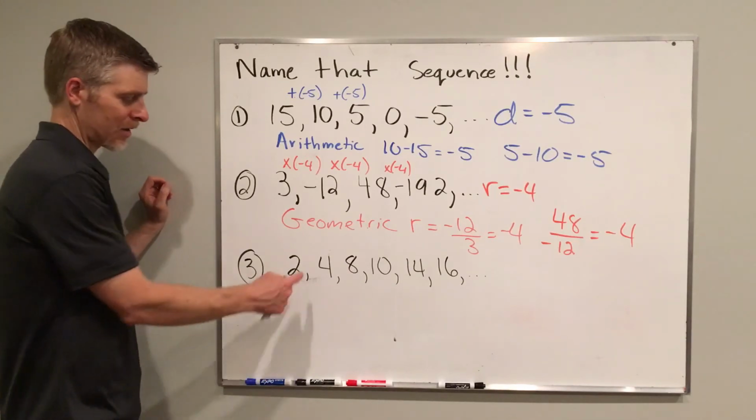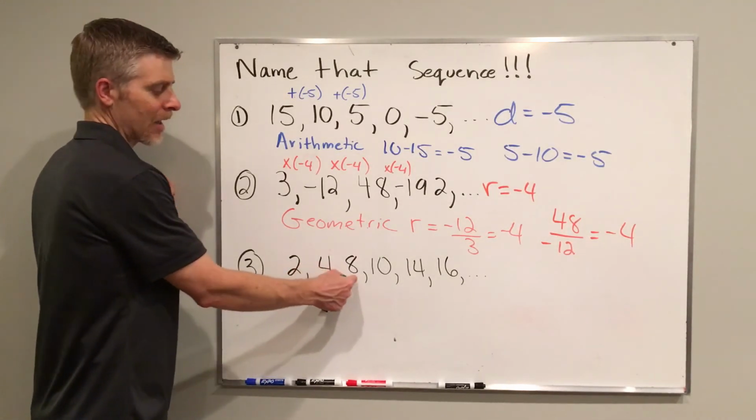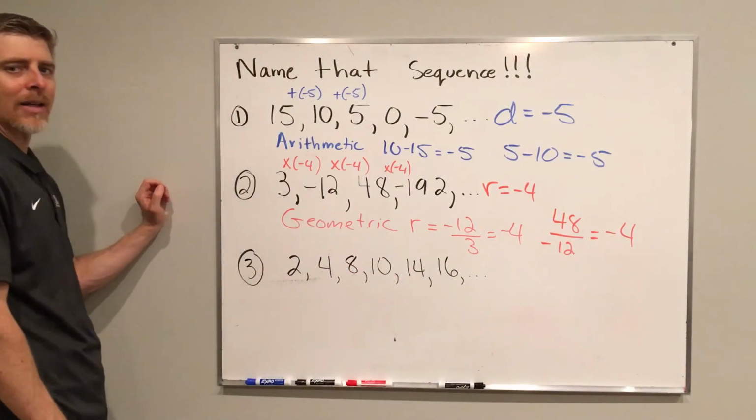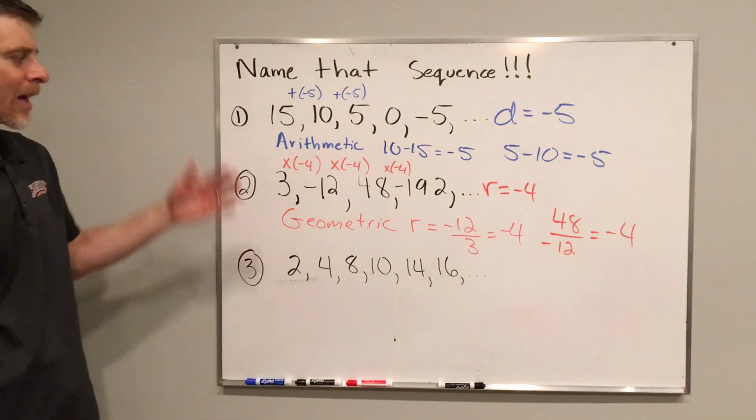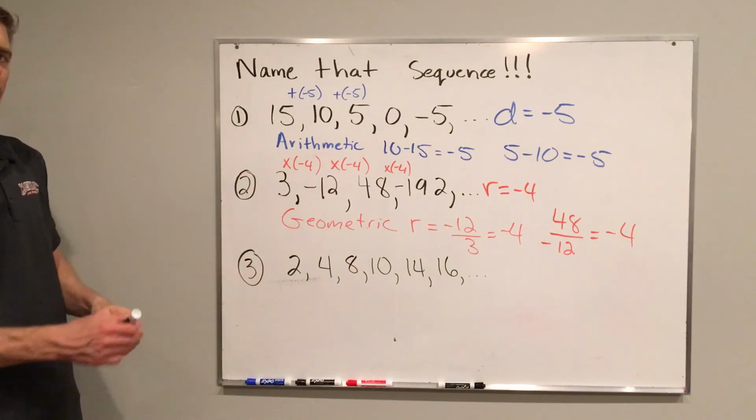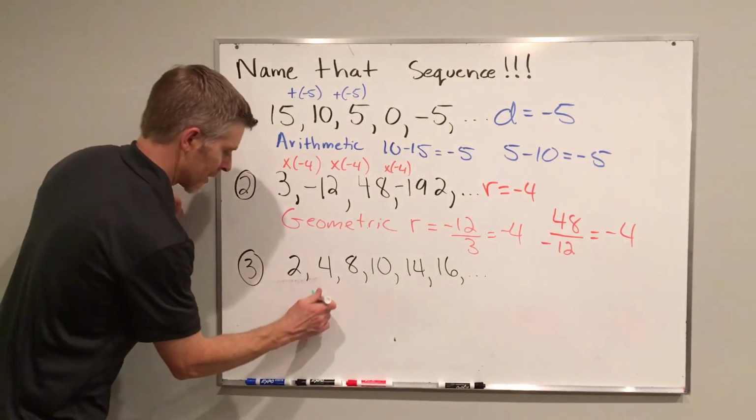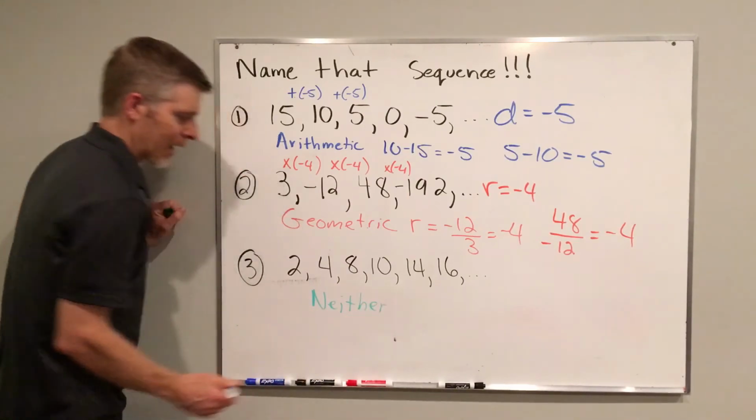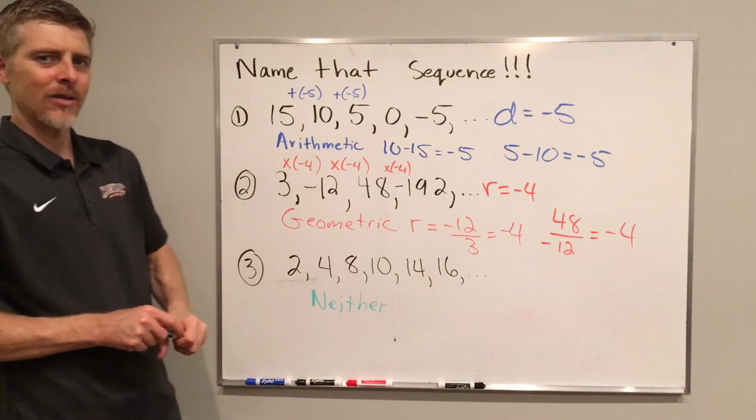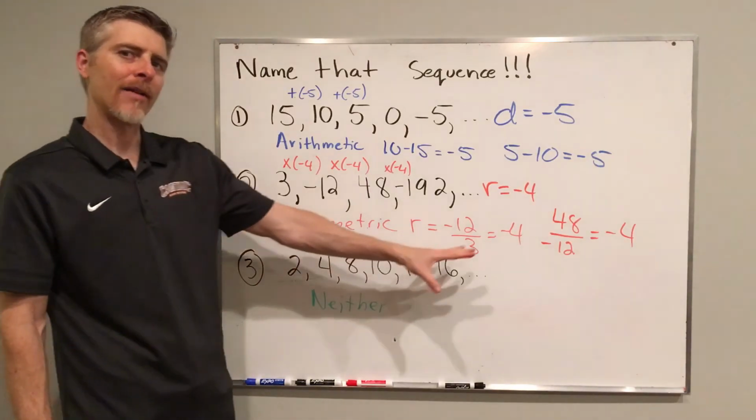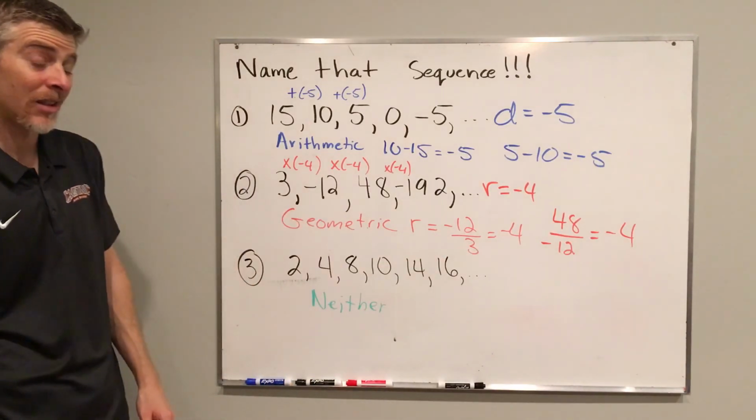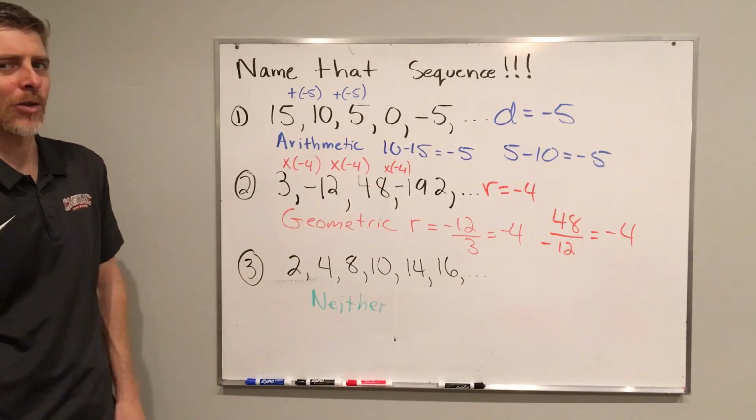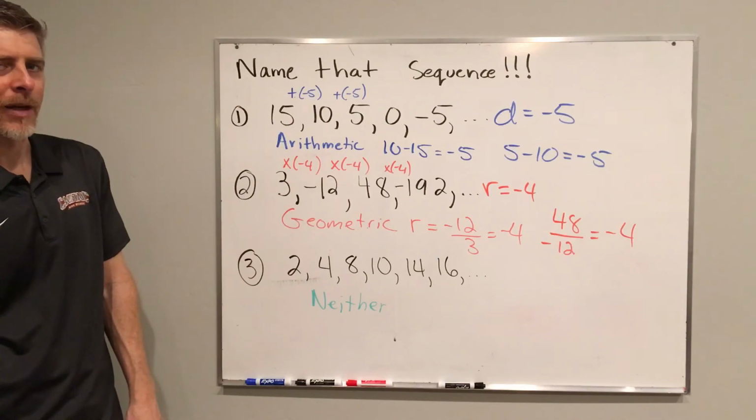It's a pattern. It's 2, 4, and then it skips 6. 8, 10. Skip 12, 14, 16. So there is a pattern there. It is a sequence, but it's not arithmetic and it's not geometric. It is neither. And the various textbooks get very clever at coming up with sequences that look like they might be arithmetic or geometric to really make sure you know what you're talking about.